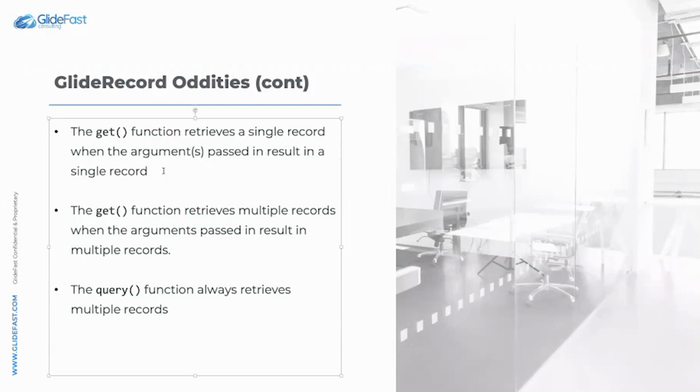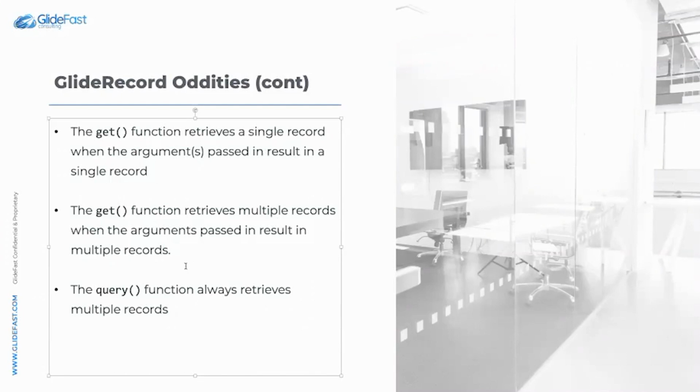And so what I was testing earlier looked like it was returning multiple records, but in fact it's actually erroring out. So that's not a correct statement here in the presentation, and I'll make sure I change that. So here it should be: it retrieves nothing if the argument is passed in, resulting in multiple records. And then the query function always returns or retrieves multiple records.